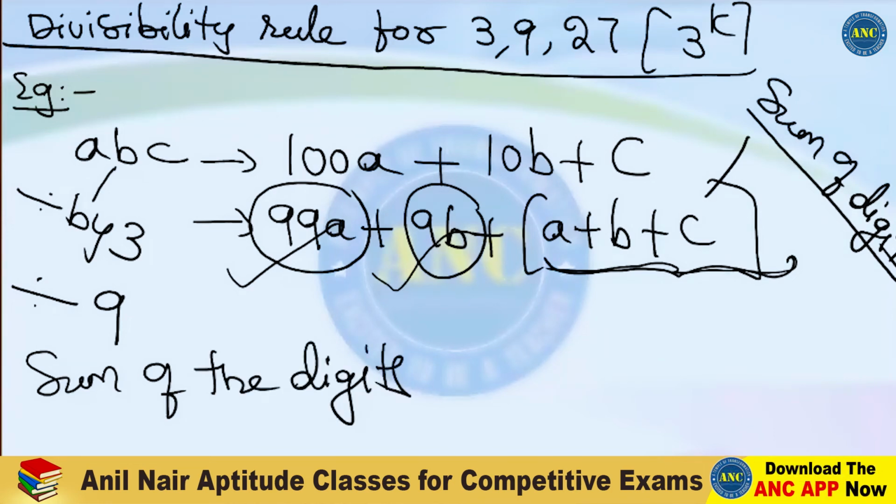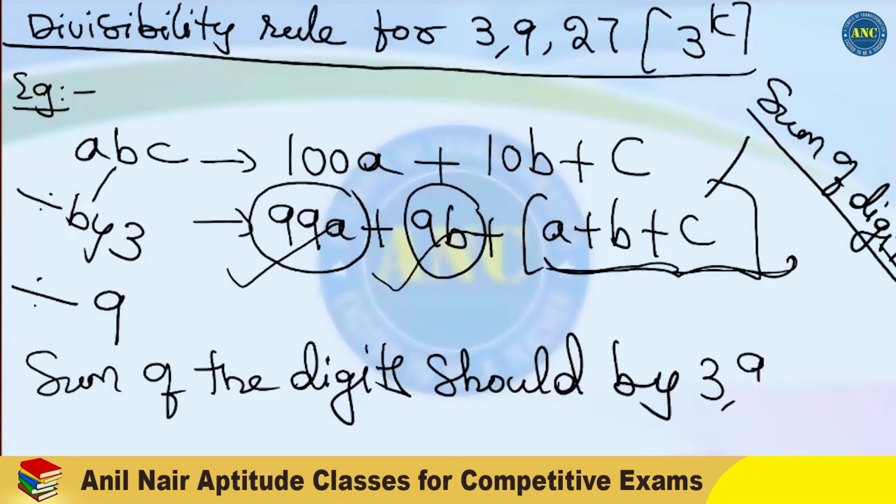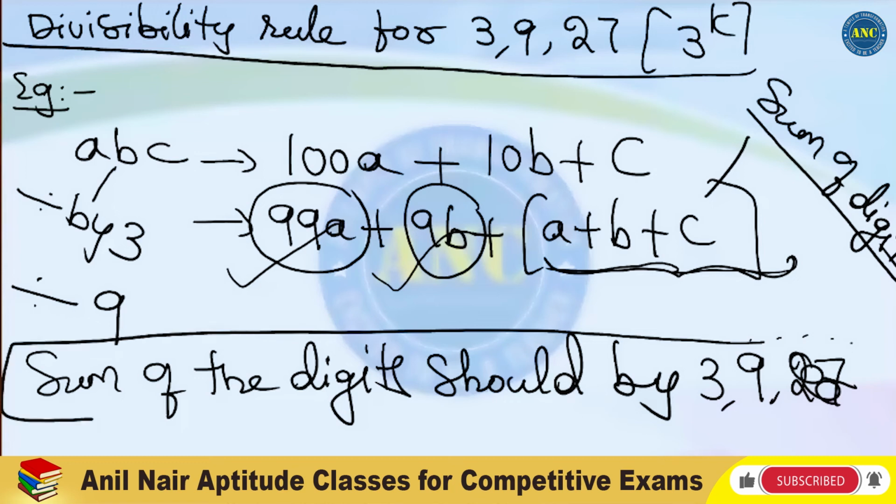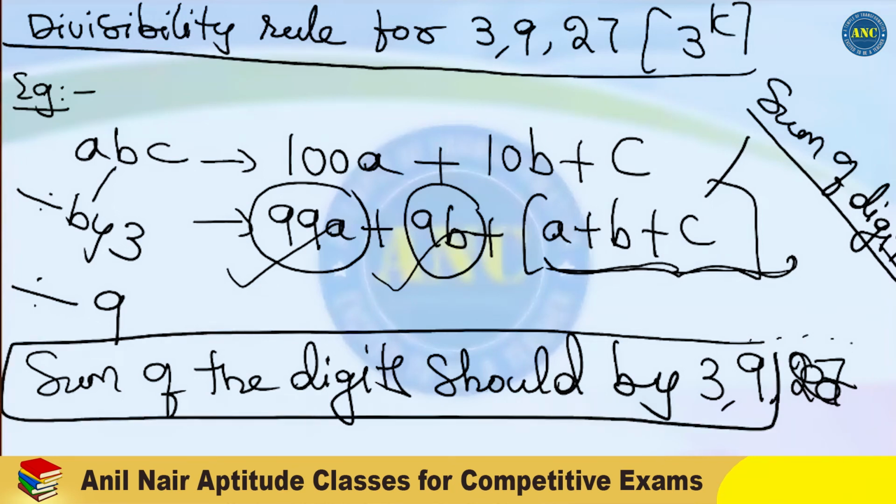Sum of the digits should be divisible by 3 or 9 or 27 or whatever it is. We will do it first for 3 and 9, I hope the idea is clear, because the questions are based on 3 and 9 first, then obviously we can elaborate it for 27 also.